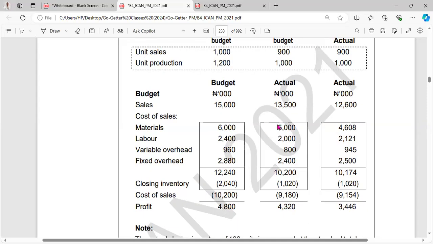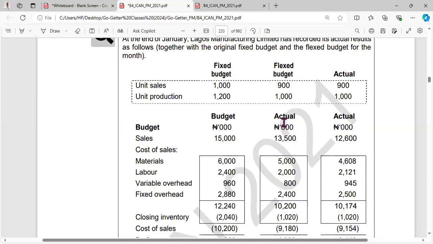This is 5,000. So you're not looking at this anymore. But you know this is from this, you got this. From fixed you got flex. Now you're looking at it now. If you look at it, expected. So this is budget now, but you can see actual. This is what they mean.